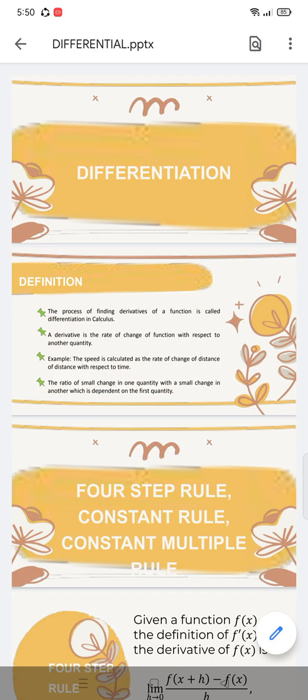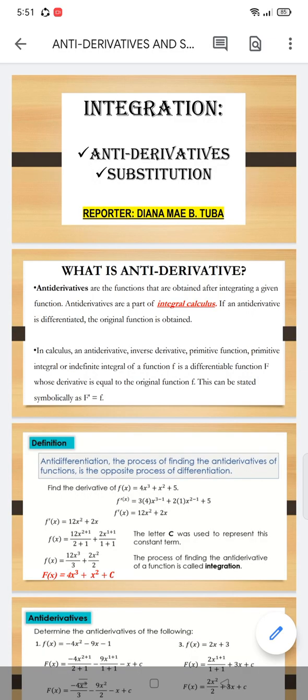And next, we move to integration: antiderivatives and substitution. What is an antiderivative? Antiderivatives are the functions obtained after integrating a given function. Antiderivatives are part of integral calculus. If an antiderivative is differentiated, the original function is obtained.